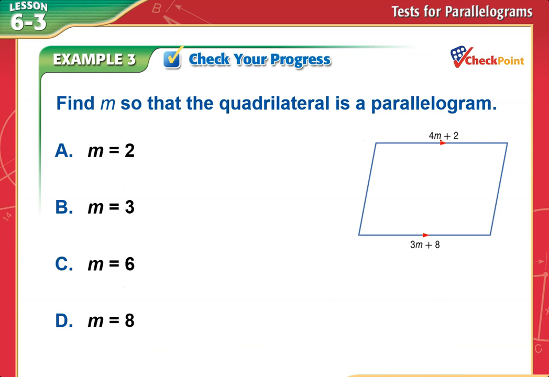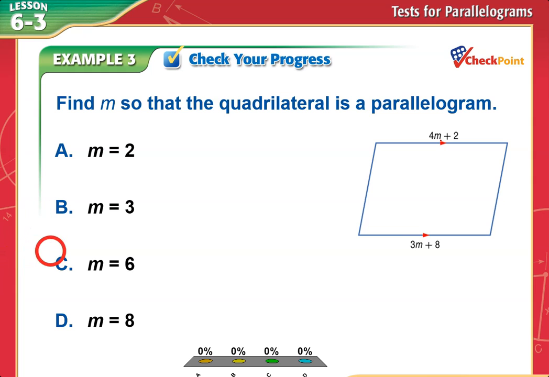All right, check your progress. Find m so that the quadrilateral is a parallelogram. Remember, a parallelogram, if the opposite sides are both parallel and congruent, then it's a parallelogram. Go ahead and pause your video.